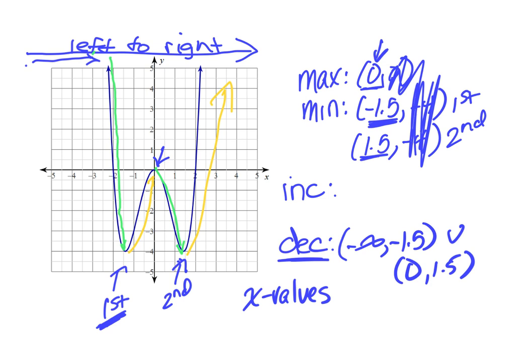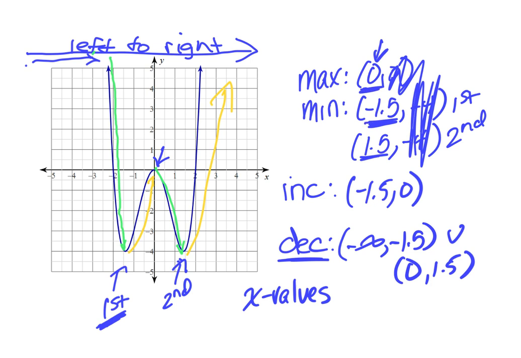When we're doing increasing, that's the yellow ones I have here. Increasing goes from the first minimum to the max. The first minimum is negative 1.5, and the max is 0. So that's it: negative 1.5 to 0.